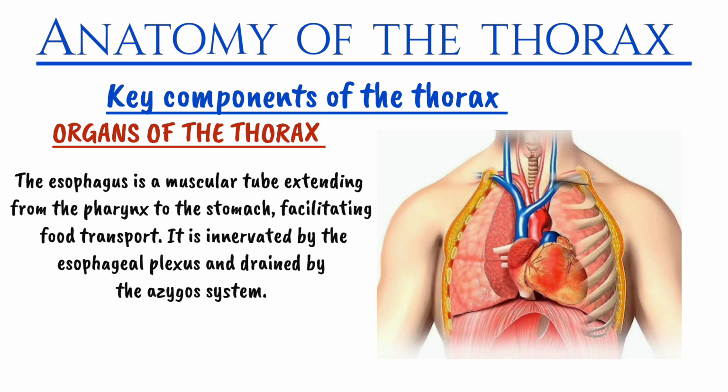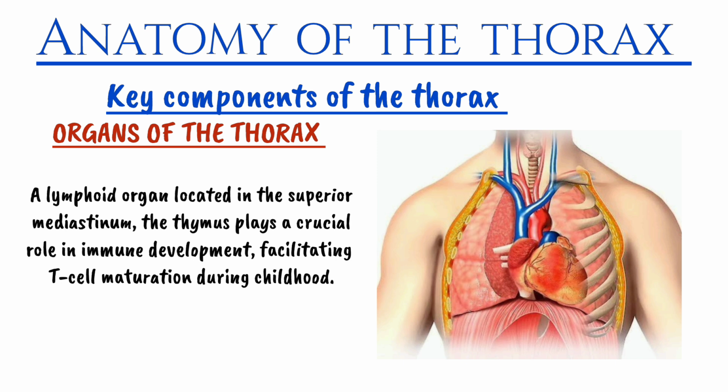Then the esophagus. The esophagus is a muscular tube extending from the pharynx to the stomach, facilitating food transport. It is innervated by the esophageal plexus and it is drained by the azygos system. Then the thymus. The thymus is a lymphoid organ located in the superior mediastinum. The thymus plays a crucial role in immune development, facilitating T-cell maturation during childhood.